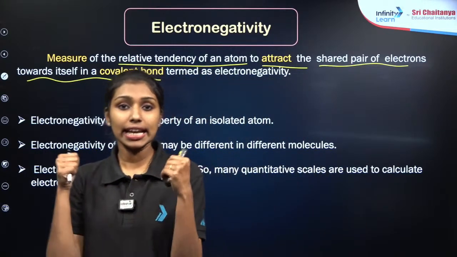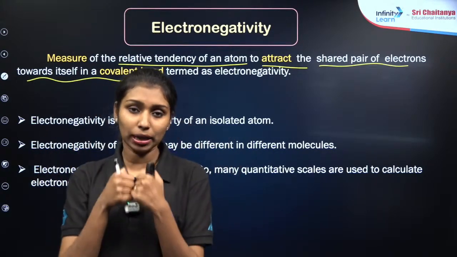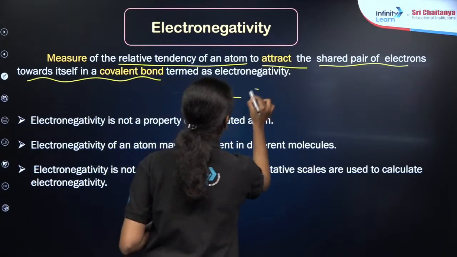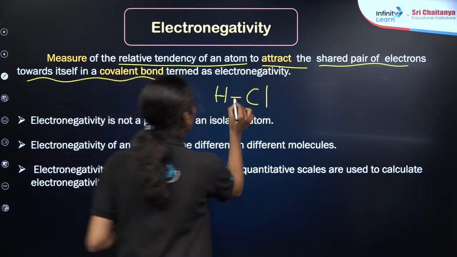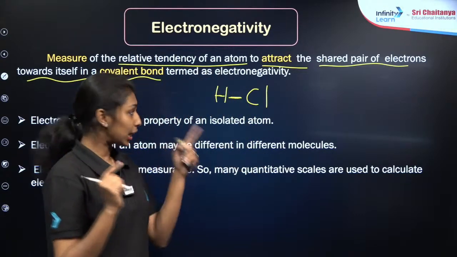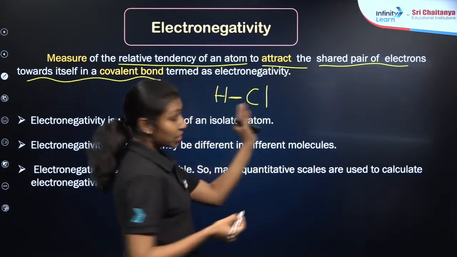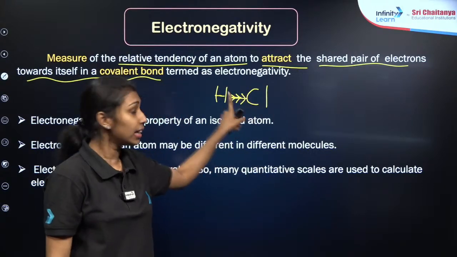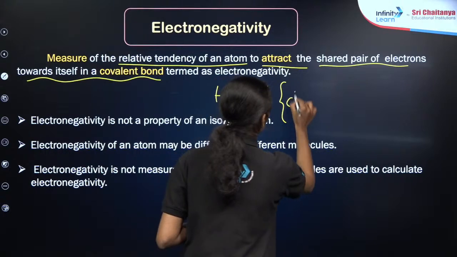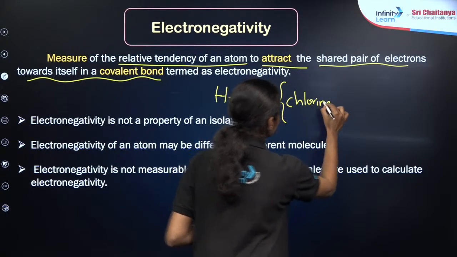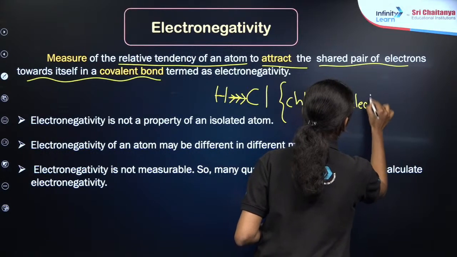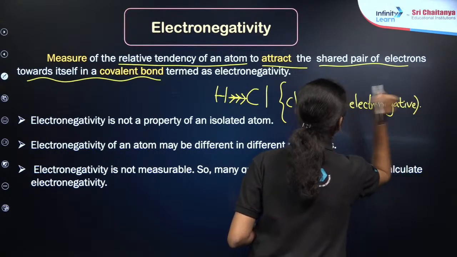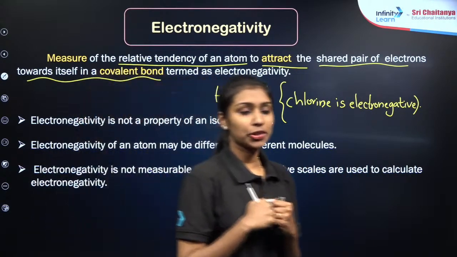I have given a brief idea that in a covalent bond, two atoms share a pair of electrons. For example, take hydrogen and chlorine. It will form a covalent molecule, HCl. From our previous idea, we know that chlorine is electronegative in nature, which means chlorine will attract the shared pair of electrons towards itself. Otherwise, we can say that chlorine is electronegative in the HCl molecule. Clear? What do you mean by electronegativity?